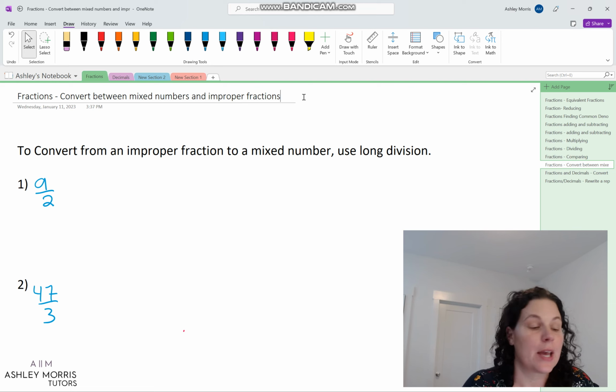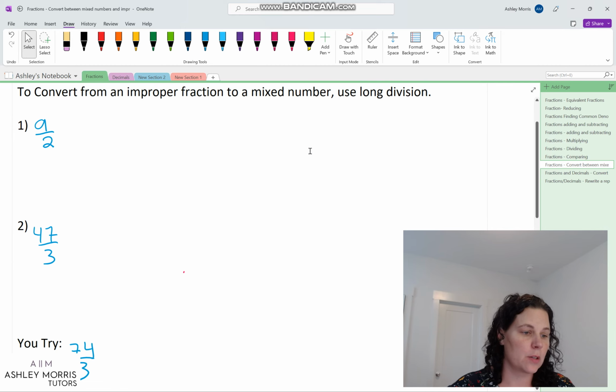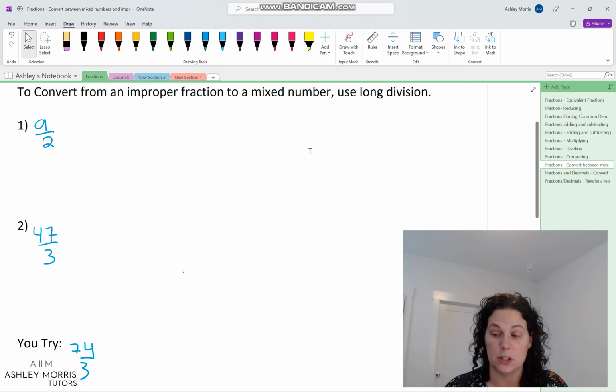School students. And in today's video, we're going to talk about converting between mixed numbers and improper fractions. So the first thing we're going to do is convert from an improper fraction to a mixed number, and we're going to use long division to do that.